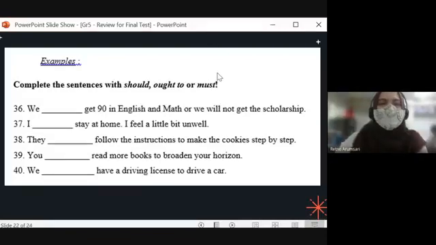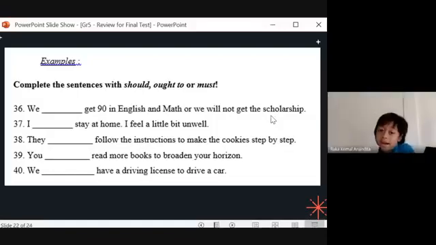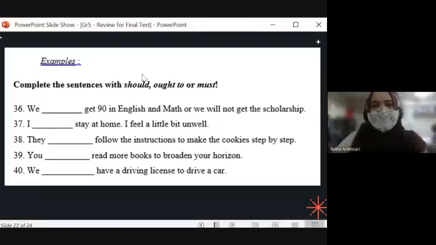Let's try this one. Number 36. We blah blah blah get 90 in English and math, or we will not get the scholarship. What do you think this is? Is it should, ought to, or must? Must, yes. If you don't get this, you will get the consequence. The consequence is not getting the scholarship, right? So it's a must. Okay?